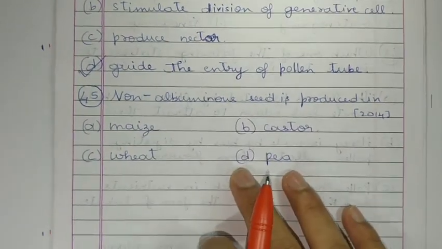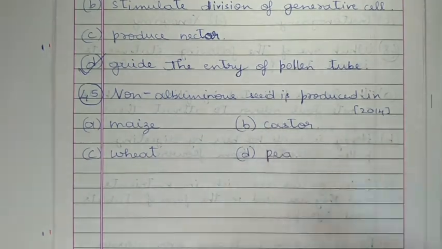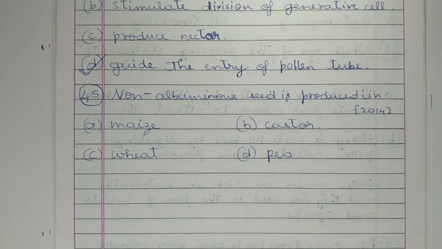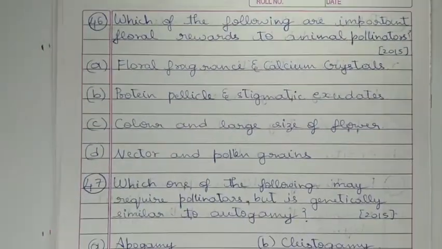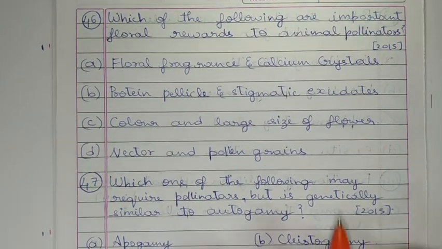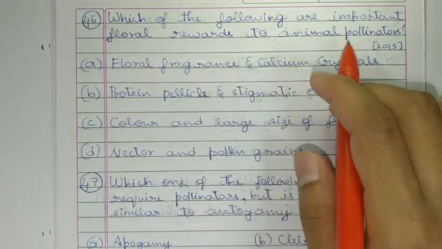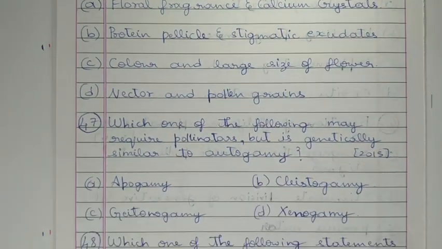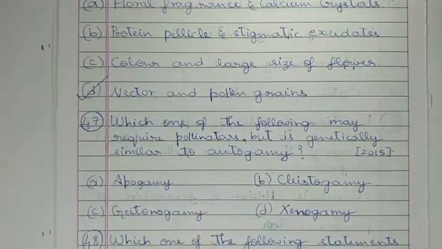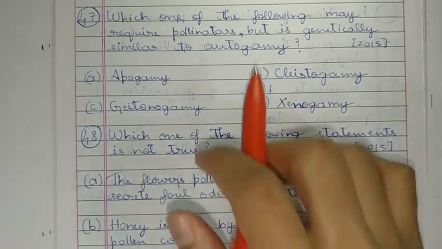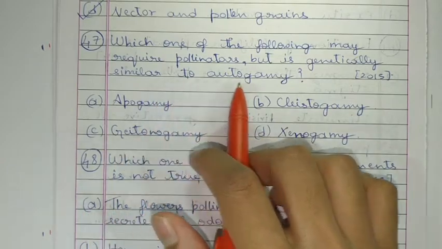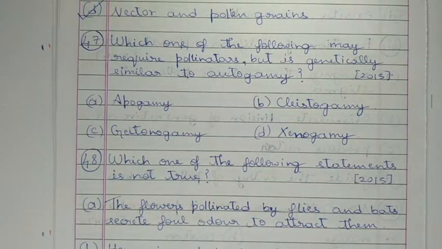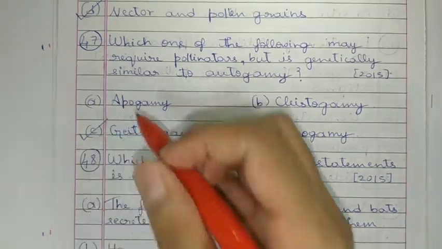45. Non-albuminous seed is produced in option D, B. 46. Which of the following are important floral rewards to animal pollinators? It is nectar and pollen grains. Option D. 47. Which one of the following may require pollinators but is genetically similar to autogamy? It is geitonogamy. Option C.